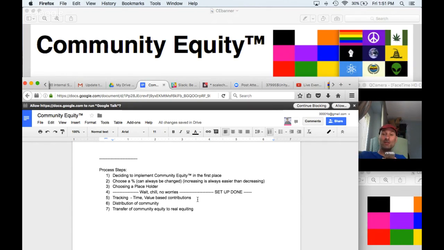But the cool thing is that you don't have to have your entire business be community equity. You could just say that only 30% is going to be community equity. So you have 70% that's rigid and fixed, and then 30% that's more flexible. And just going back to the first 3 steps, that's why it's so easy to set up the community equity. You literally just decide to do it, choose a percentage, and choose a placeholder, and you're done. That is very simple.